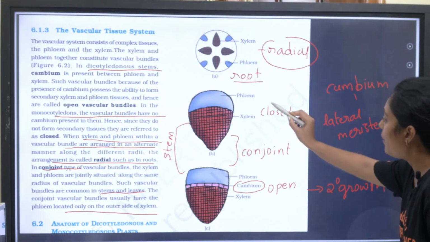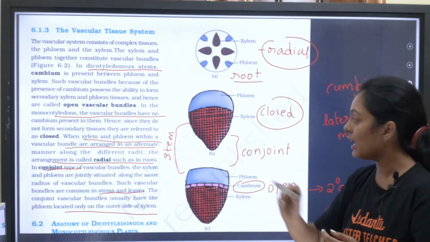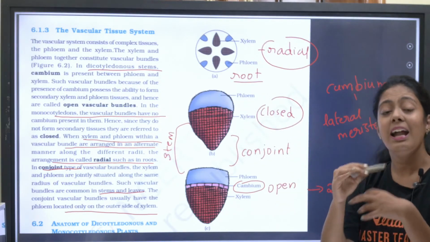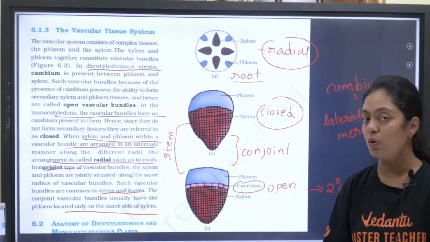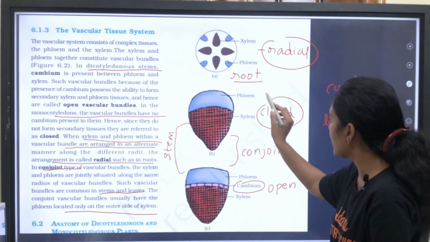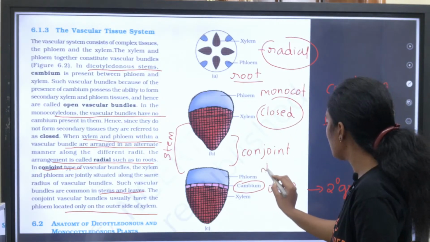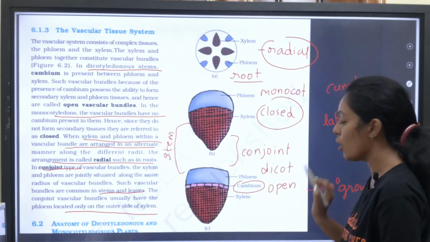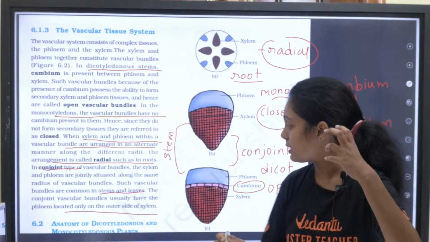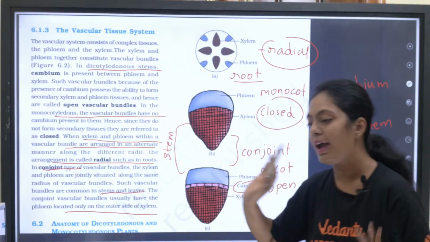Okay, then coming to closed. In closed, there is no cambium, and as a result, there is no secondary growth that is going to happen. Where is this present? It is present in your monocot. Okay, where is open present? It is present in your dicot. So this kind of conjoint is present both in stem and leaf.